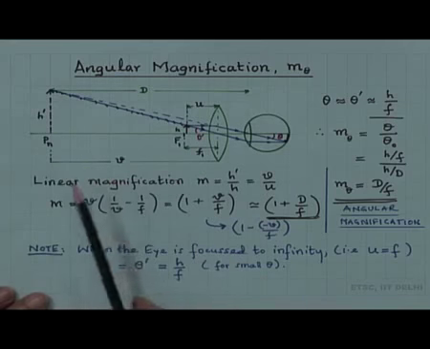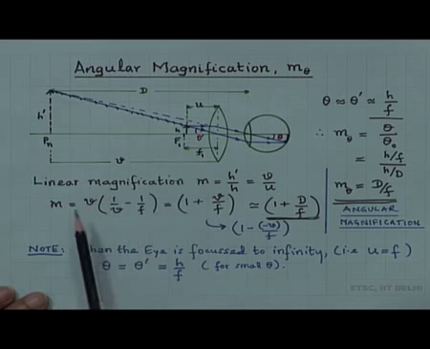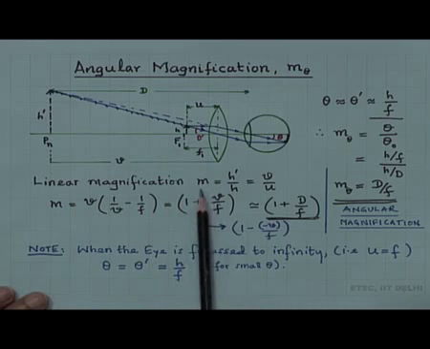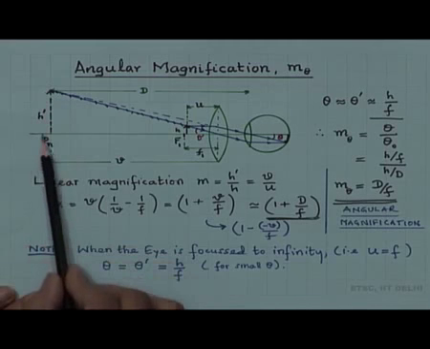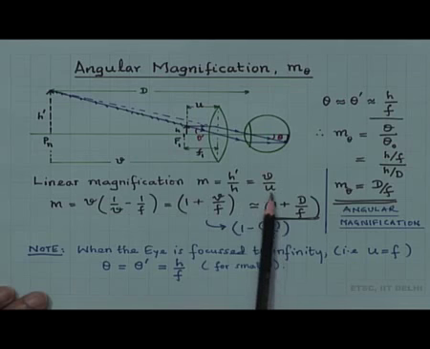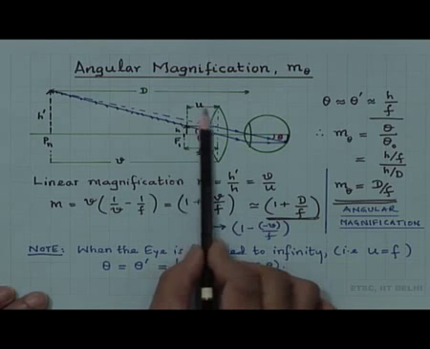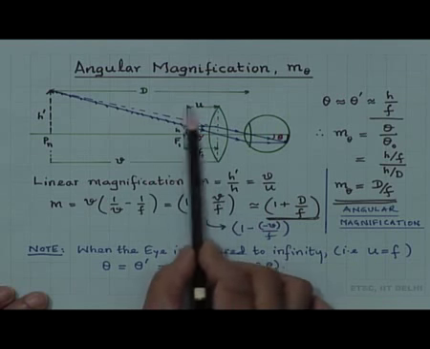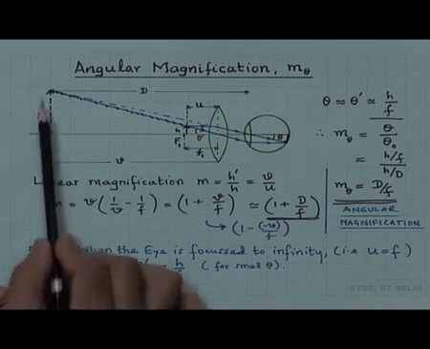From the diagram, we can also quickly see the linear magnification. We have studied how to determine the linear magnification. M is equal to h dash by h. So, this is the size of the image over the size of the object, which is equal to v by u. Here u is the object distance, which is very close to f, and v is here, that is at d.